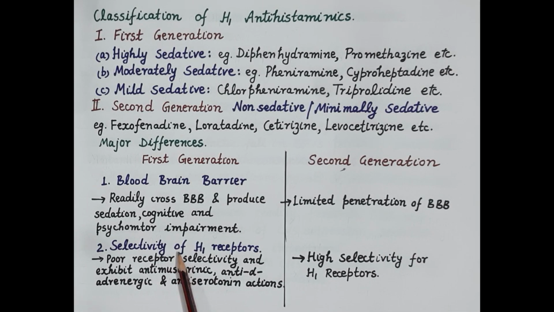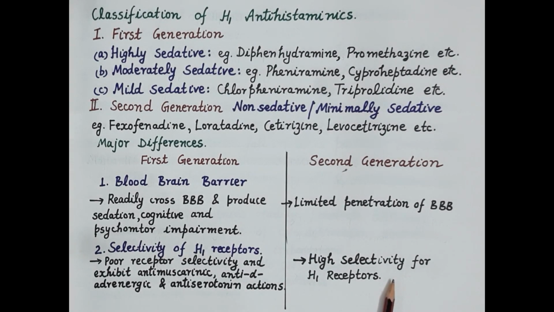Secondly, first generation H1 antihistaminics show poor selectivity for H1 receptors and therefore exhibit varying degrees of anti-muscarinic, anti-alpha adrenergic and anti-serotonin action. And due to these properties, they have a wide therapeutic spectrum but a considerable number of side effects.